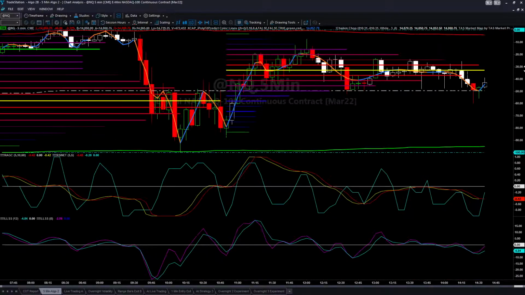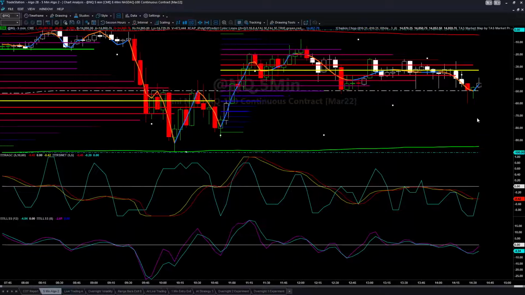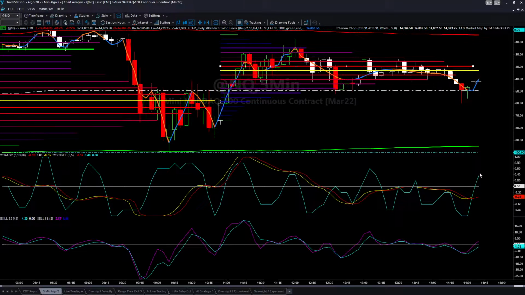The signal on the 5-minute just poked its head into the consolidation zone again, right there. Quick little peek. Boom, right there. Yep, back in consolidation again.